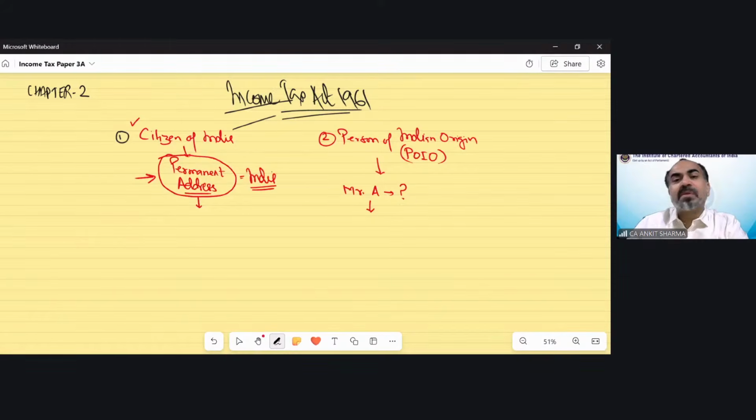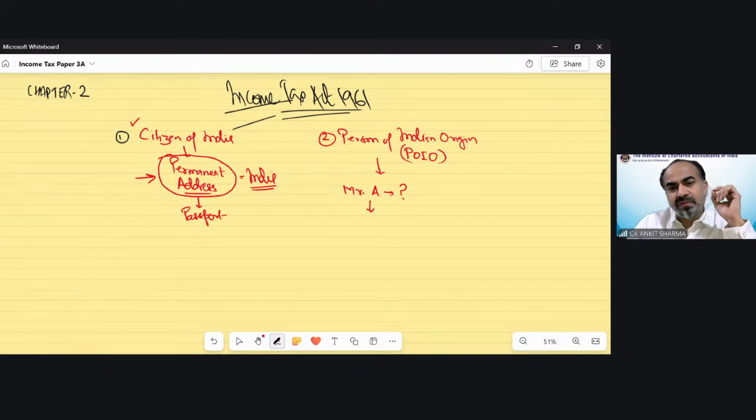So if your permanent address of residence is in India, you will be called a citizen of India. But suppose a client comes to me, he is having 2 or 3 houses in different countries, and I want to know whether he's a citizen of India or not. So how will we recognize whether someone is a citizen of India or not? The document is the passport.